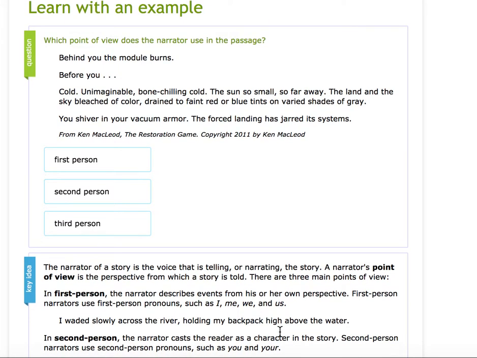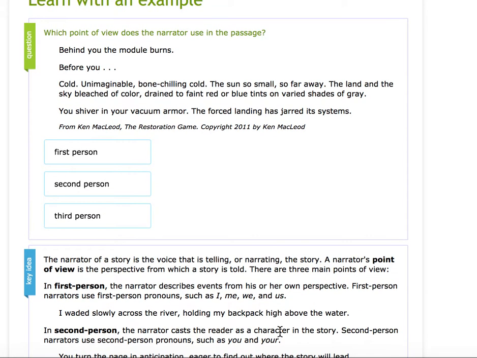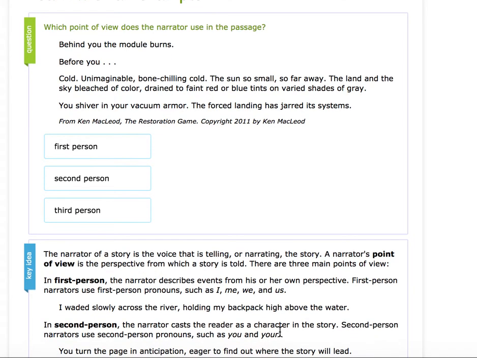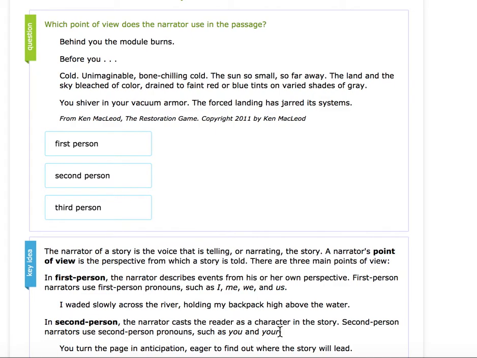Which point of view does the narrator use in the passage? Behind you, the module burns. Before you, cold. Unimaginable, bone-chilling cold. The sun's so small, so far away. The land and the sky bleached of color, drained to the faint red or blue tints or varied shades of gray. You shiver in your vacuum armor. The forced landing has jarred its system.